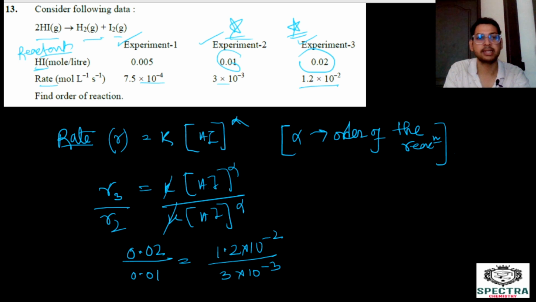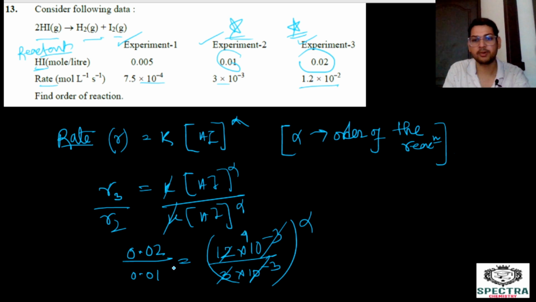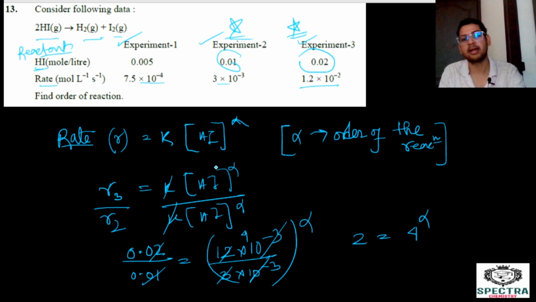It will be better if I write this as 12 into 10 to the power minus 3, to the power alpha. This will get cancelled out. You will get 4 and here 2. So you will get 2 equal to 4 to the power alpha. Am I getting this correct or not? Let me just check. Oh my god, I have made a mistake here. I have put the values opposite. Okay, let me go to the next slide.